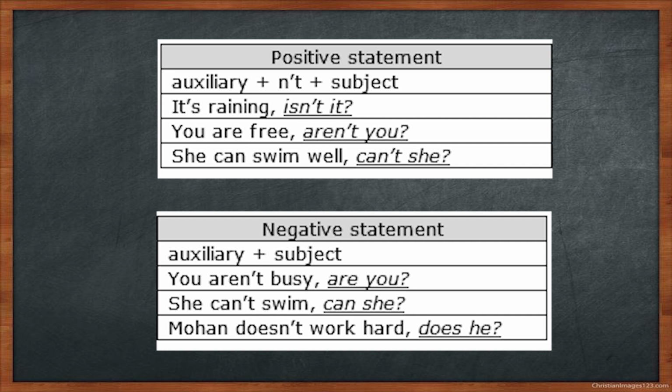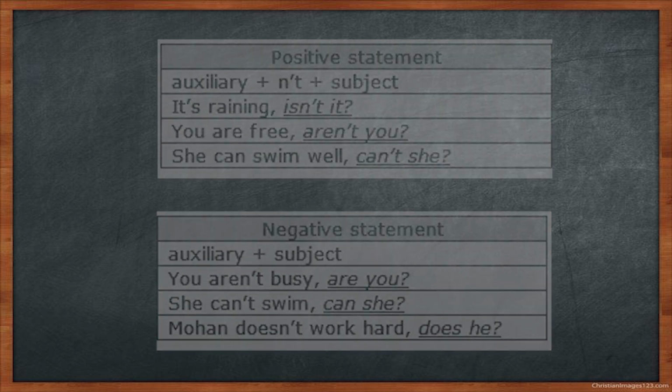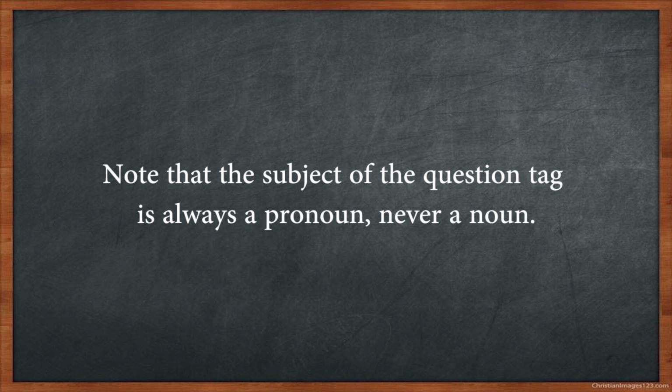Now let us see the negative statements. Auxiliary plus subject. So no question of negation, no negative word. See here. You aren't busy, are you? The statement is negative, but the tag is positive. She can't swim, can she? Mohan doesn't work hard, does he? Now note that the subject of the question tag is always a pronoun and never a noun.